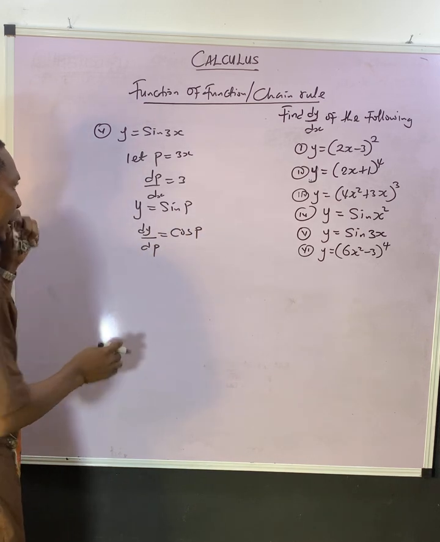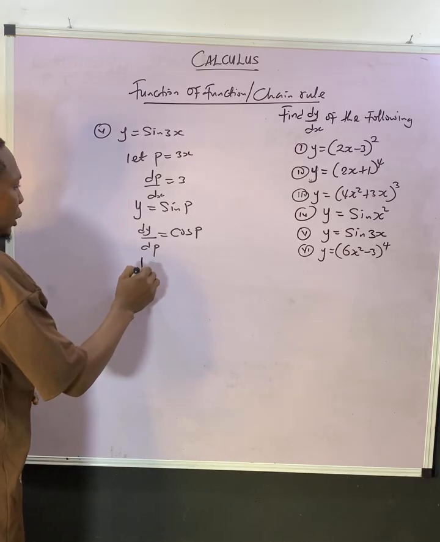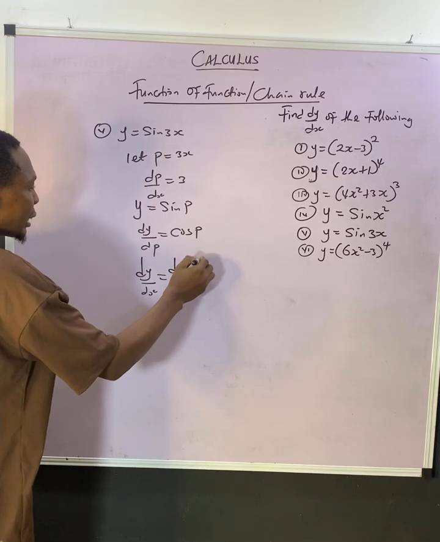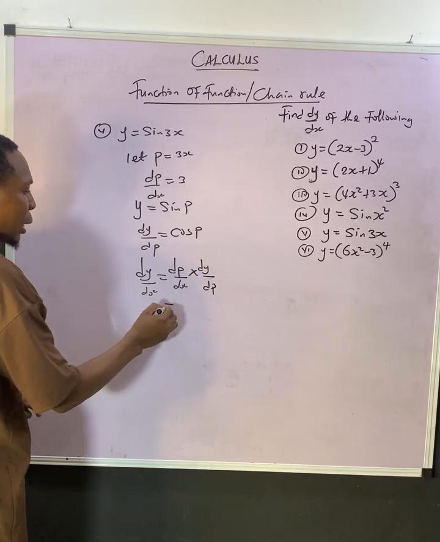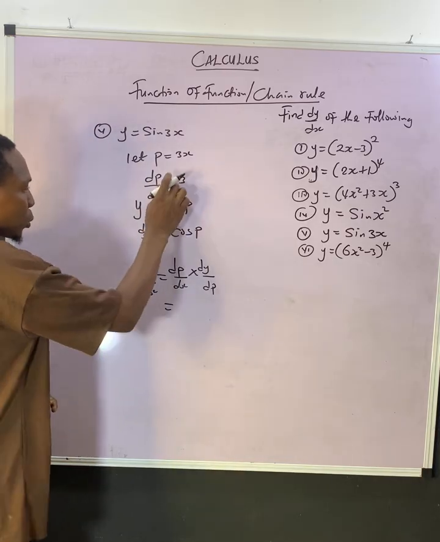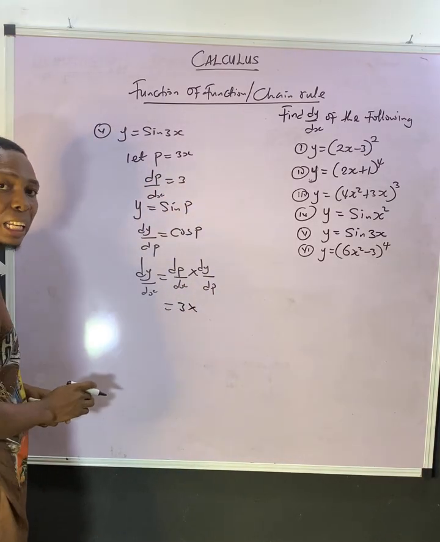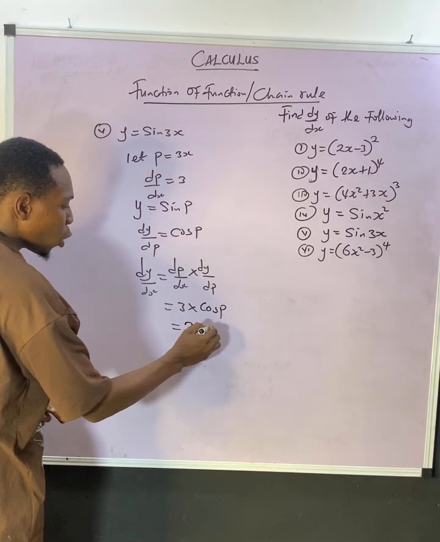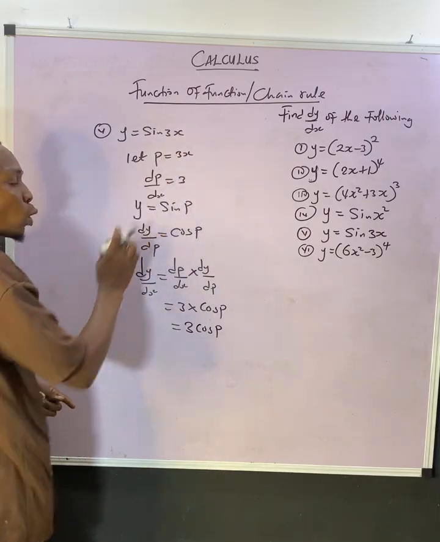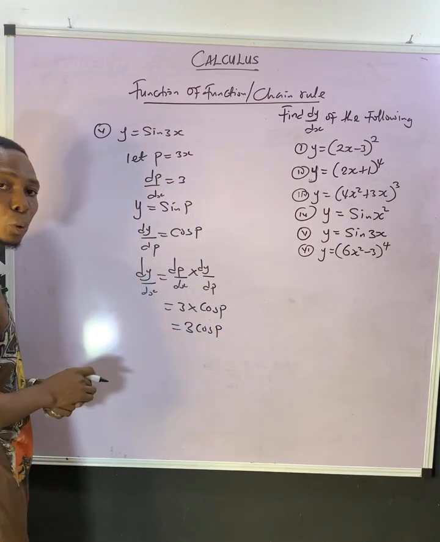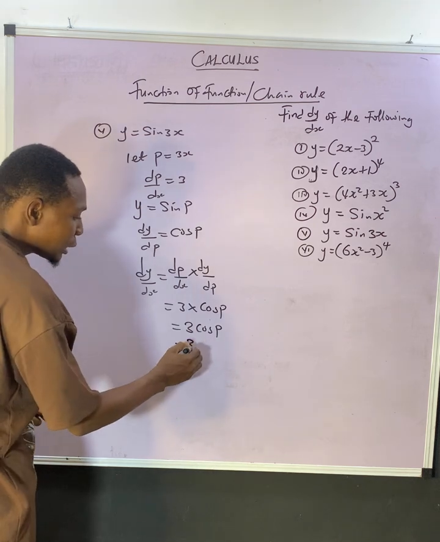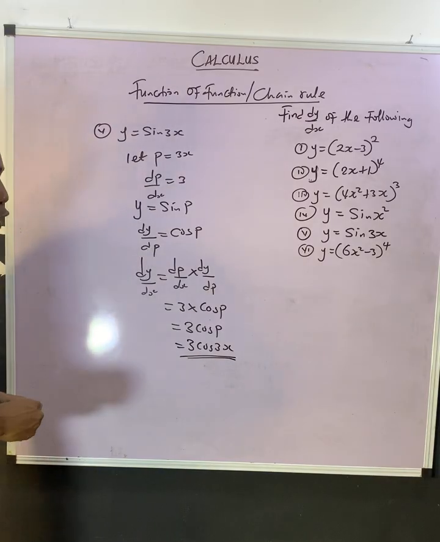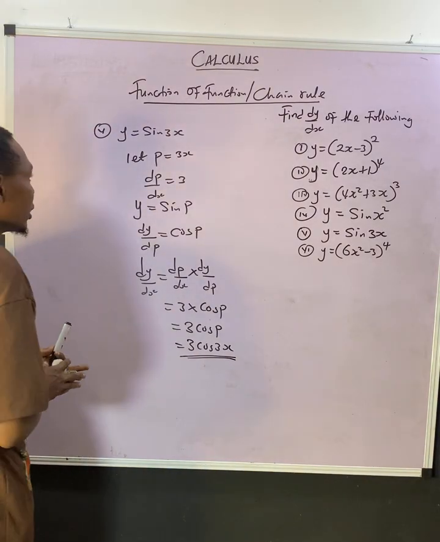Now to have dy/dx, you multiply these two things together. So here, our dy/dx is written as dp/dx times dy/dp. So from there, dp/dx is written as what? 3. Then times dy/dp is written as cos p. So 3 times cos p, we have 3 cos p. Now we know what our p is. p is 3x. So in place of p, you can replace it with 3x. So our final answer is going to be 3 cos 3x. So that's the final answer. Let's move to the last question, which is question number 6.